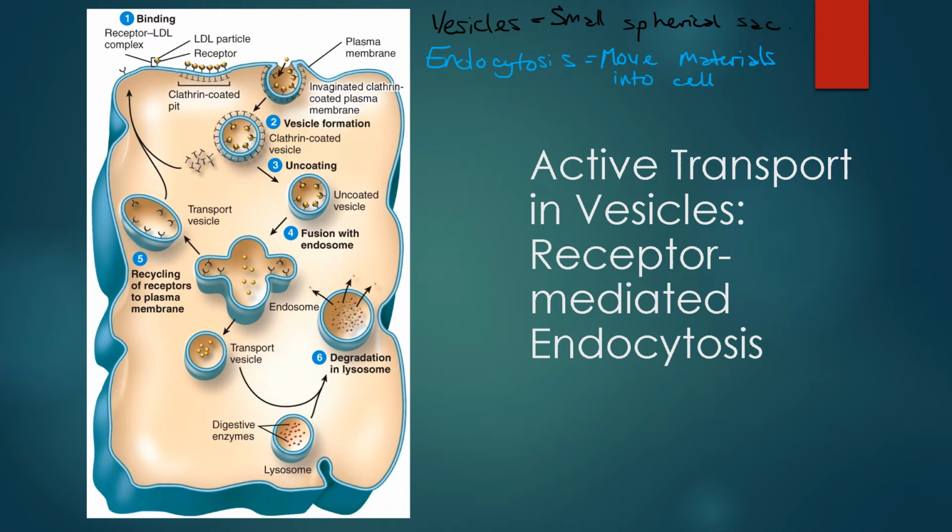And then, on the other hand, we have another term, which is exocytosis. Exocytosis is the opposite of endocytosis. Exocytosis is where materials move out of the cell by fusion with the plasma membrane, and this is with vesicles that are formed in the cells. So we're going to move materials out of the cell.